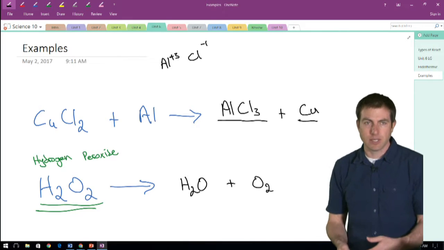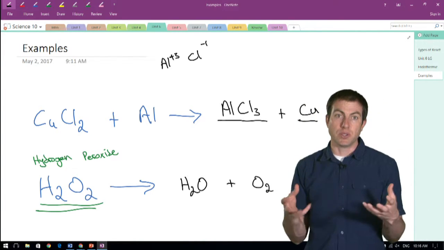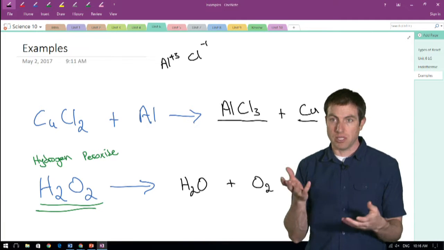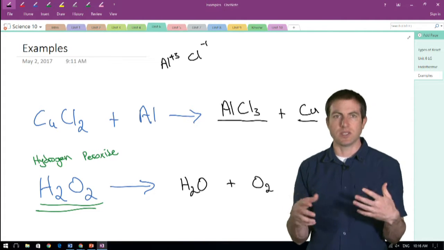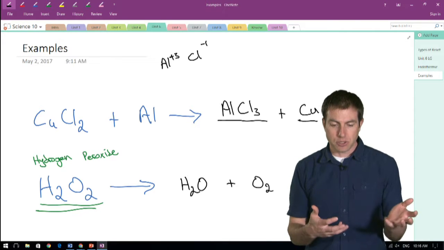So theoretically, we should mix our copper 2 chloride and our aluminum together, and we should be producing some copper. And that copper, you guys have all said, we have copper pots, we've seen the stuff as pipes, it's brown, kind of an orange color, and that should be what happens.